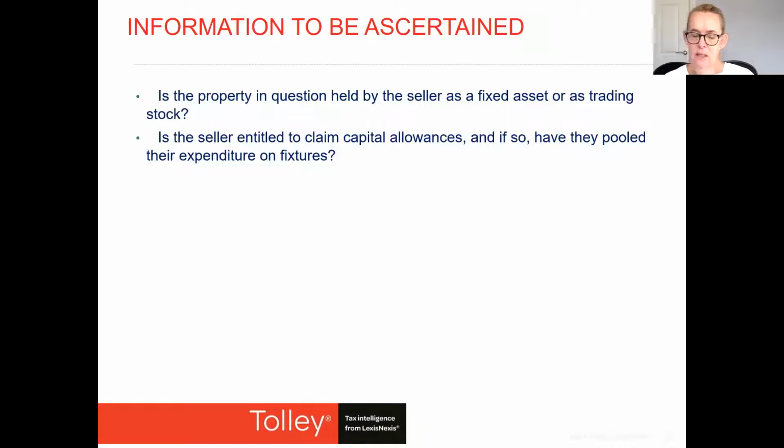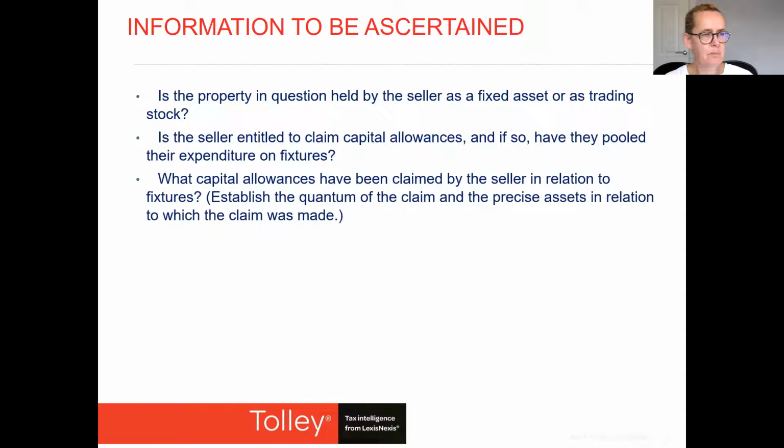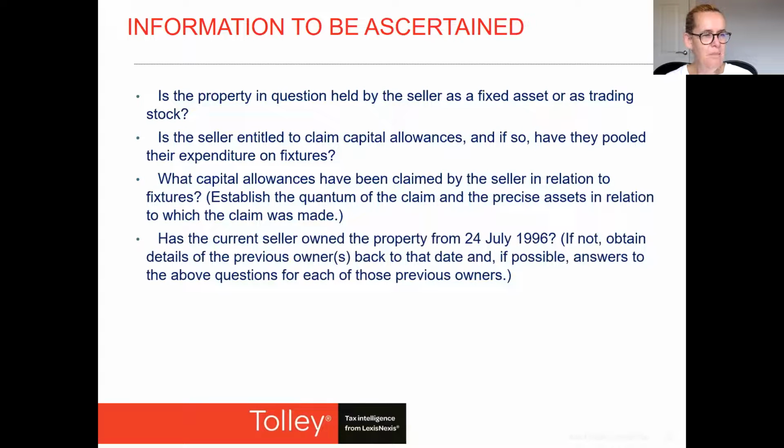Was the seller entitled to claim capital allowances, and if so, have they pooled the expenditure? What capital allowances have been claimed by the seller in relation to fixtures, and you would need to know the quantum of the claim and the precise assets on which claims have been made.